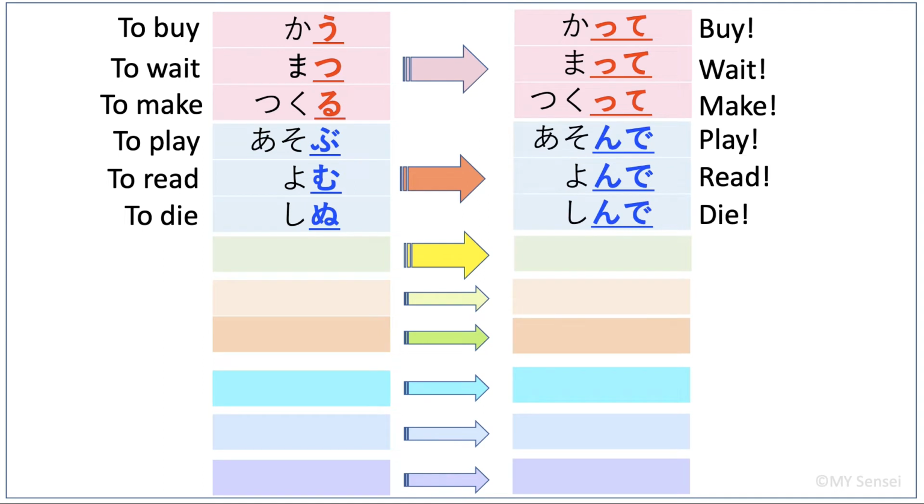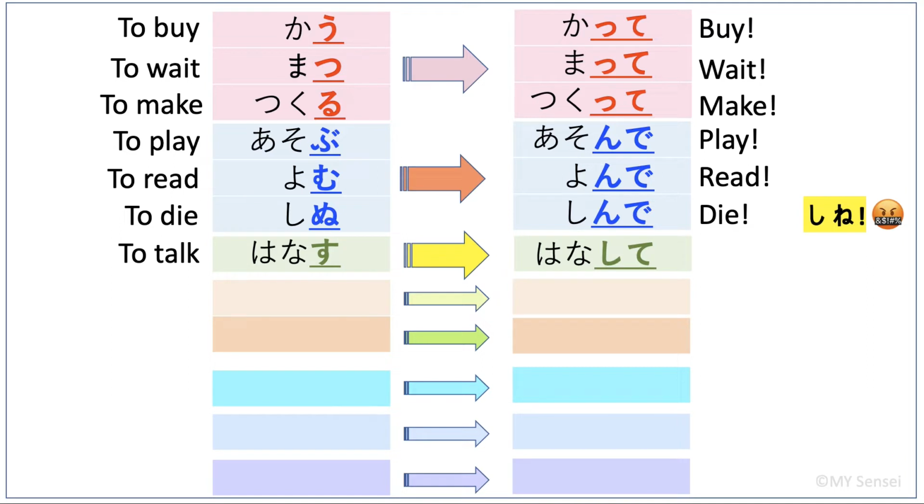遊んで, play. 読んで, read. 死んで, die. However, we don't really use this word as a curse word to tell people to go to hell. Instead, people would use 死ね. For a verb that ends in su, the te form is して. 話して, talk, speak. For a verb that ends in ku, the te form is いて.